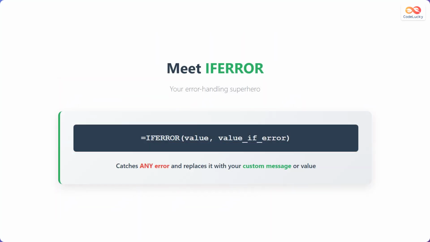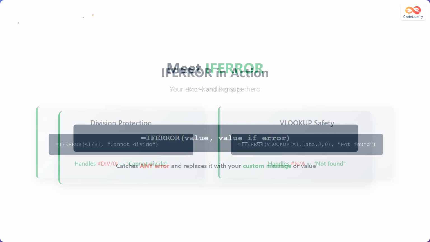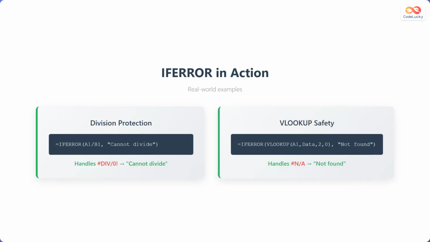Let's meet IFERROR, your error handling superhero. The syntax for the IFERROR function is as follows: IFERROR(value, value_if_error). This function catches any error and replaces it with your custom message or value. Let's see IFERROR in action with some real-world examples.